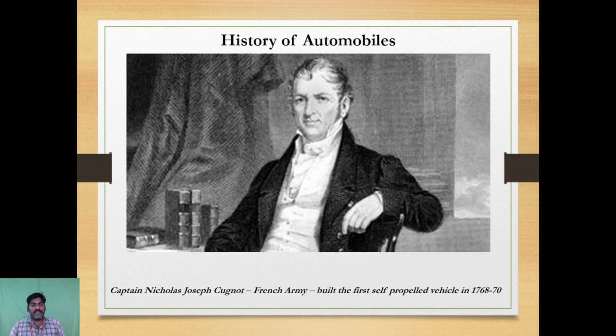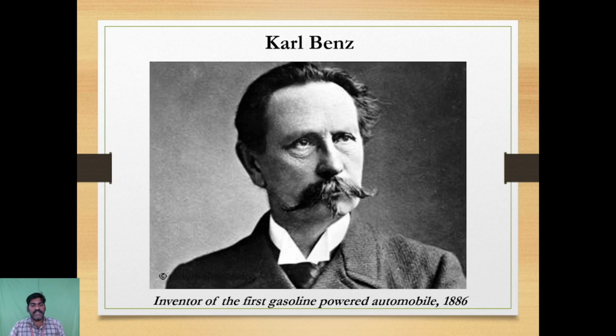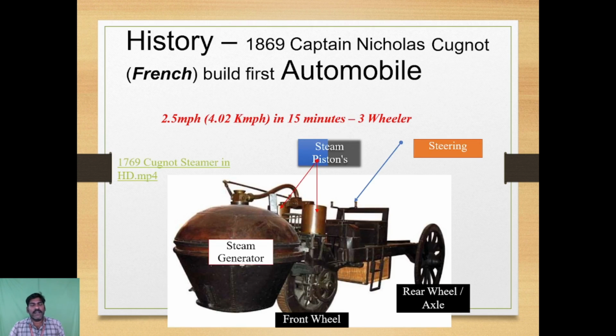History of automobiles. Captain Nicolas Joseph Cugnot of the French Army built the first self-propelled vehicle in 1768 to 1770. The first automobile was a steam engine powered vehicle. Then Karl Benz invented the first gasoline powered automobile in 1886. In 1769, Captain Nicolas Cugnot built the first automobile with a steam piston, with steering and rear wheel, and the axle for the front wheel.